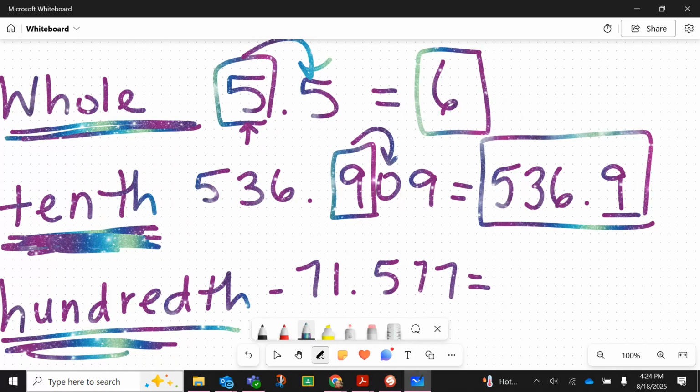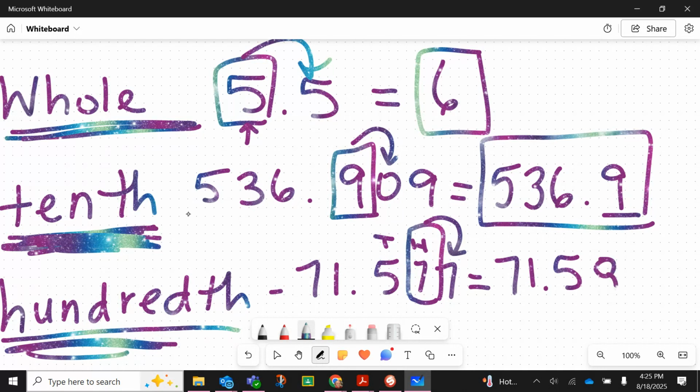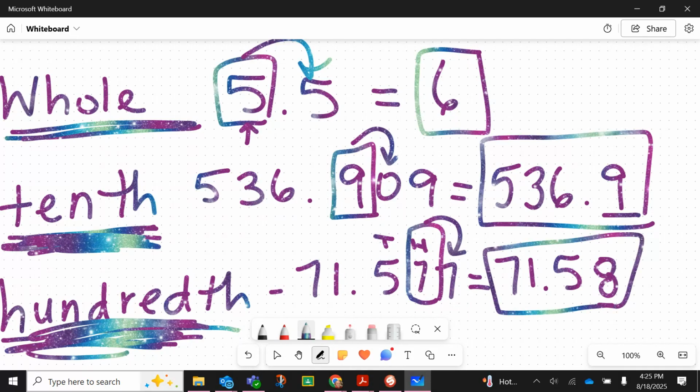There we go. All right, next 100th. Here's my 10th place. Here's my 100th place. So I'm going to box that 100th. Go next door. I've got a 7. 5 or more, raise the score. So again, everything to the left, 7, 1, the decimal point, the 5, all of that stays the same. And then I'm going to look at this number in the box. It's a 7, so it's being raised to an 8. And again, if I'm rounding to the nearest 100th, then I should only be going as far as the 100th place. So 71 and 58/100ths.